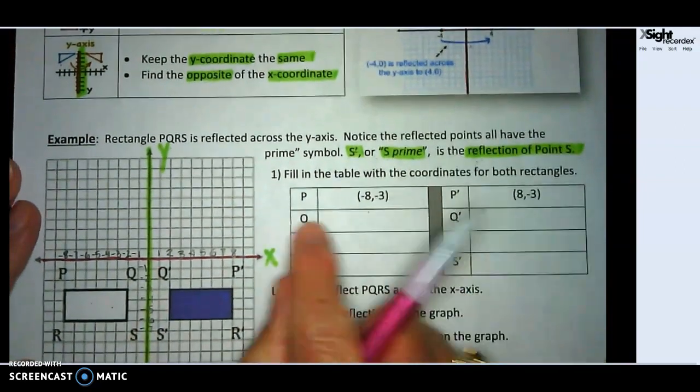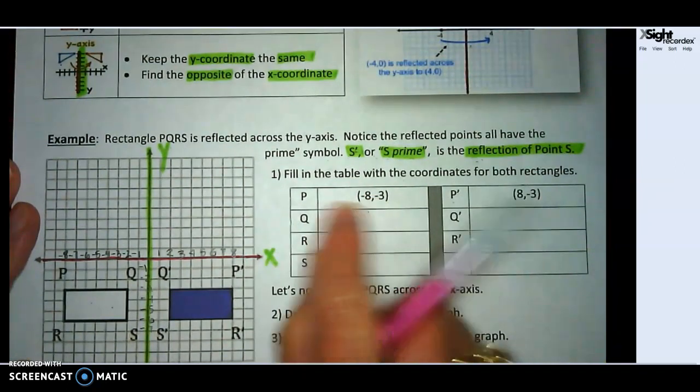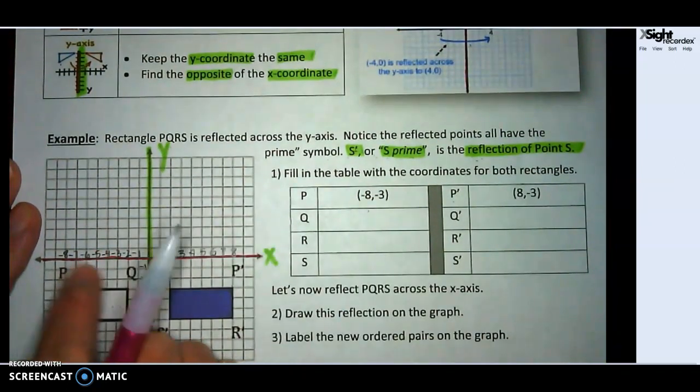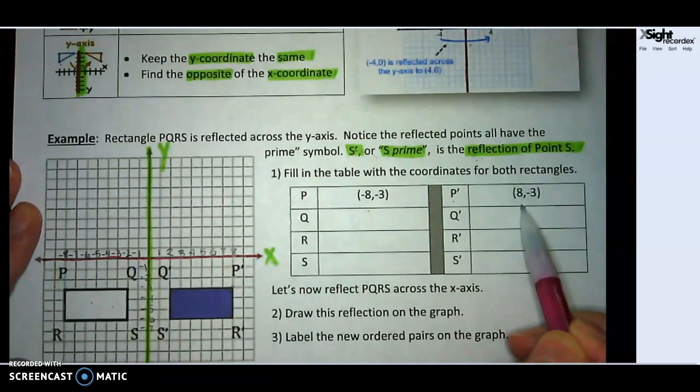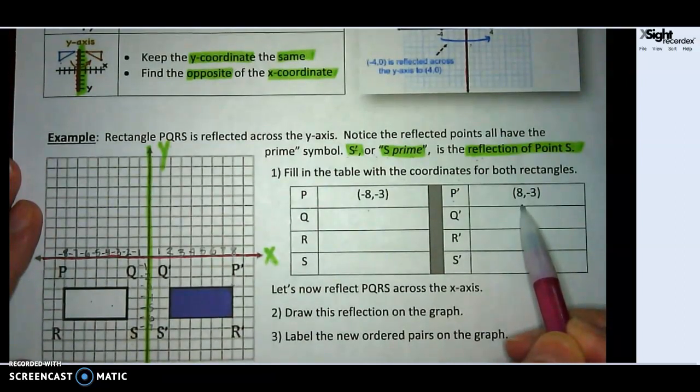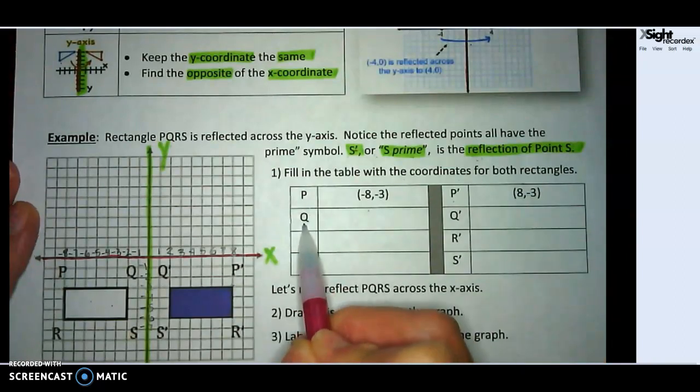If we look here, we filled in the table with the coordinates. P is at -8, -3, we've come down 3. And to flip that across over to here, they've already done it and labeled it for us. Here's 8, -3. And those are the points that have been written in there. So let's look at Q.